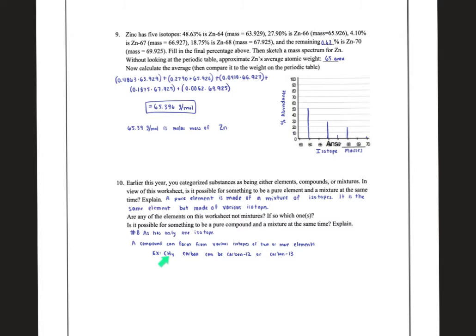So for example, CH4 could be made of carbon-12 or the isotope carbon-13 bonded with those hydrogens. So technically, you can make CH4 and a molecule might have the carbon-12 isotope or the carbon-13 isotope. Isotopes do not act differently in terms of chemical reactions. They do act differently in terms of nuclear reactions because those involve the nucleus, which is different between the isotopes.